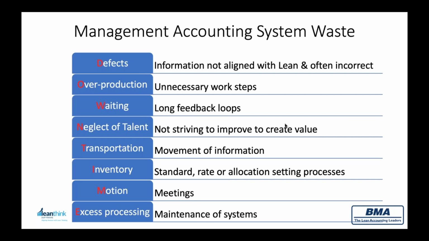Long feedback loops. A lot of the information in management accounting systems is not instantaneously available, such as on a visual board, and sometimes it takes time to get that information, and so long feedback loops in lean organizations are not good. Neglect of human talent. I think this is the biggest waste in a traditional management accounting system, in the fact that nobody's trying to improve it to create value for your internal customers.